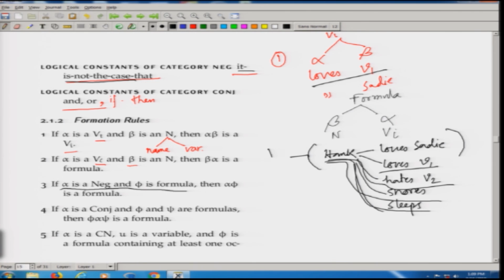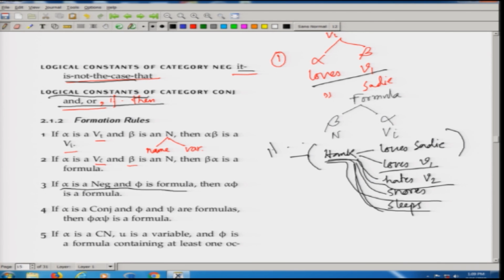So it will be basically it is not the case that Hank loves Sadie, which is a formula. Now for conjunctions it's the same. For conj there are connectives of three types here, and, or, if then, we add it, but yes it would be the same thing. If you find two formulas, then you can combine them through any logical constant: and, or, if then.